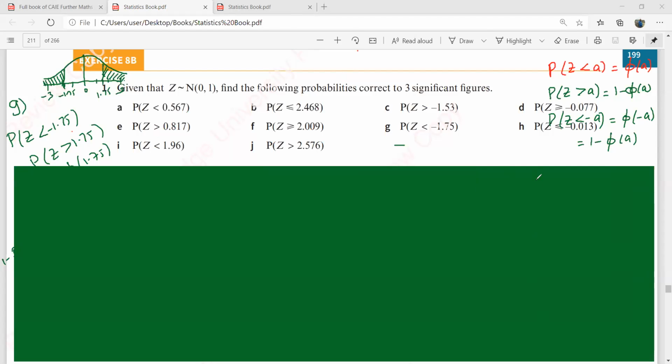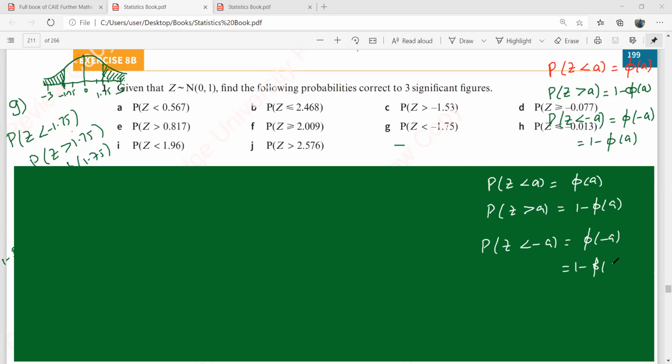So far I have told you that probability Z is less than a is simply phi of a. Then I told you if you define probability Z is greater than a, that is going to be 1 minus phi of a. And believe me, if you try this through the diagrams, you will not have to rote memorize all of these things. Probability Z is less than minus a is going to be phi of minus a, which is going to be 1 minus phi of a.